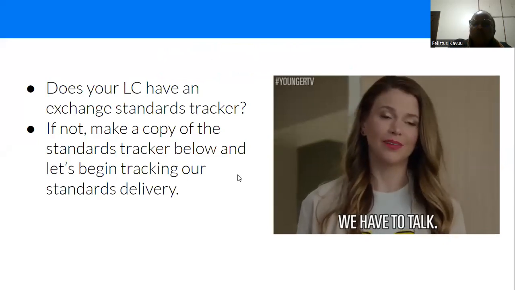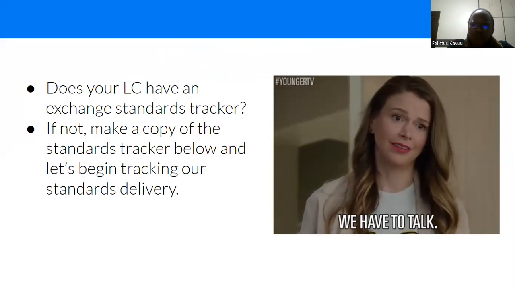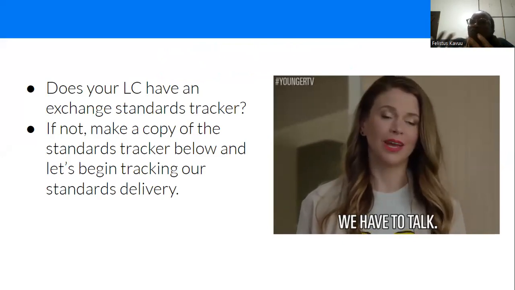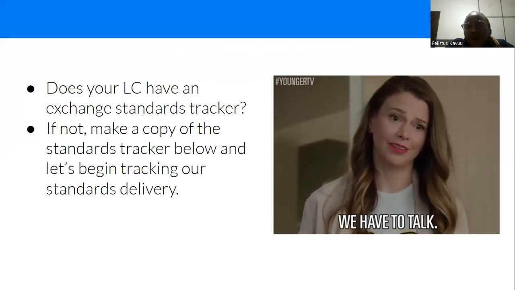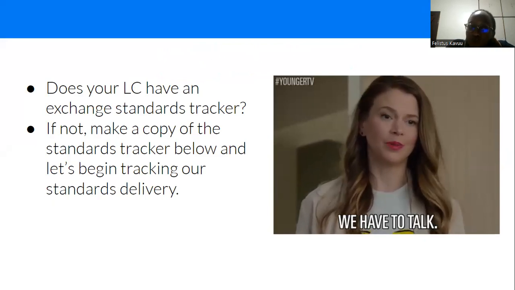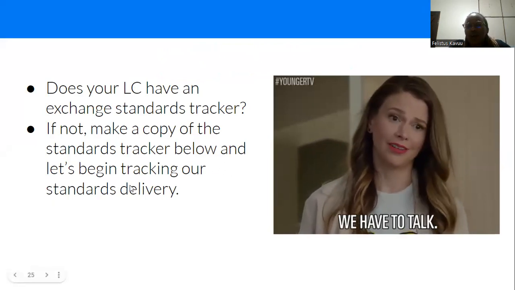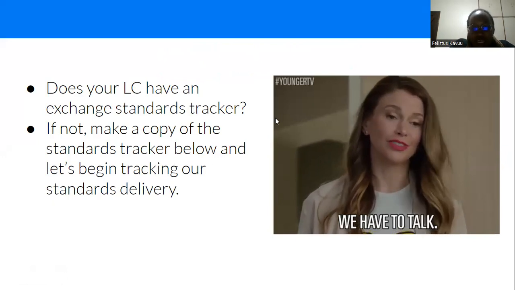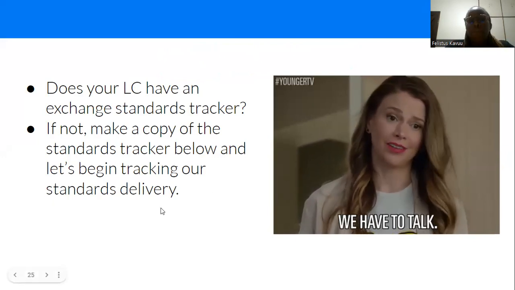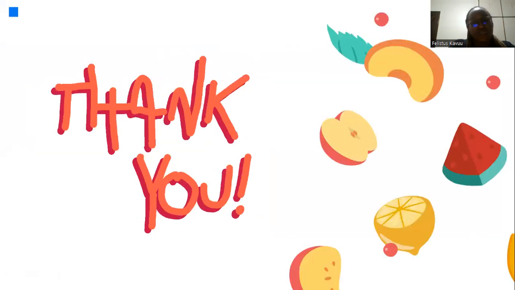So just simple calls to action. Just check, does your LC have an exchange standards tracker? You can check with your LCVP, and let your LCVP, if you don't have a standards tracker, reach out to your MCVP and have one sent to you. And next, like I said, if not, make a copy of the standards tracker below. I said below, but we have not gotten the link yet, but your MCVP is working on one. So you can reach out to him and get this.